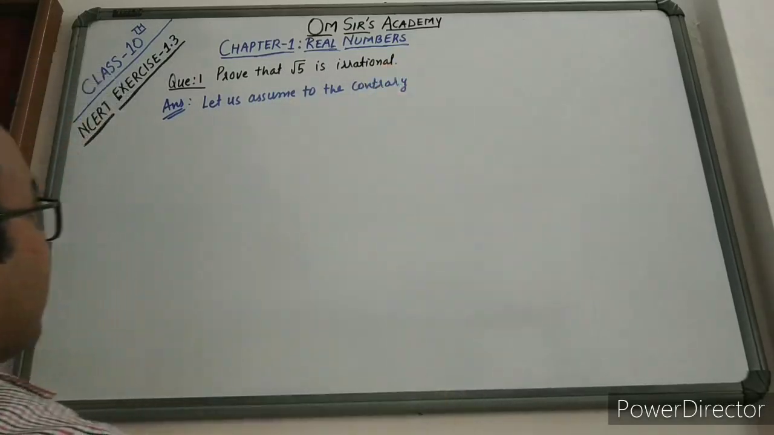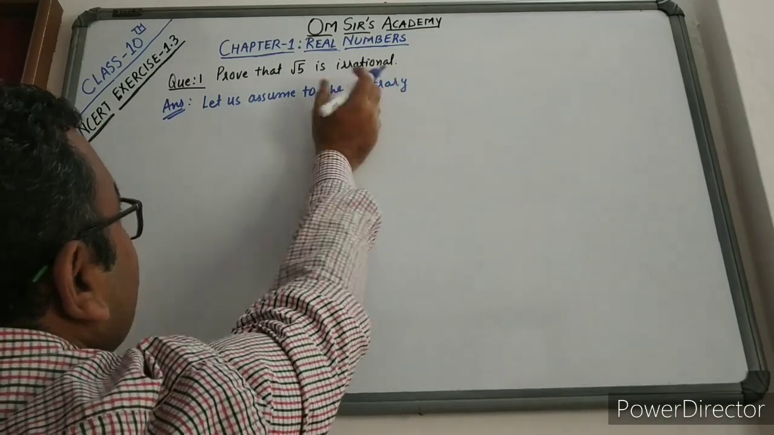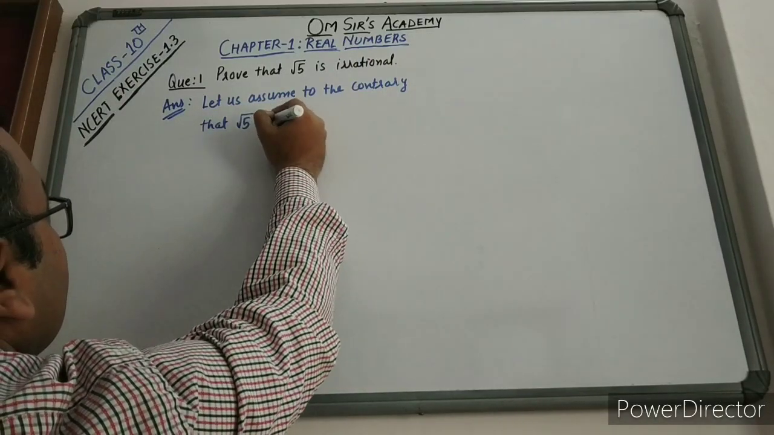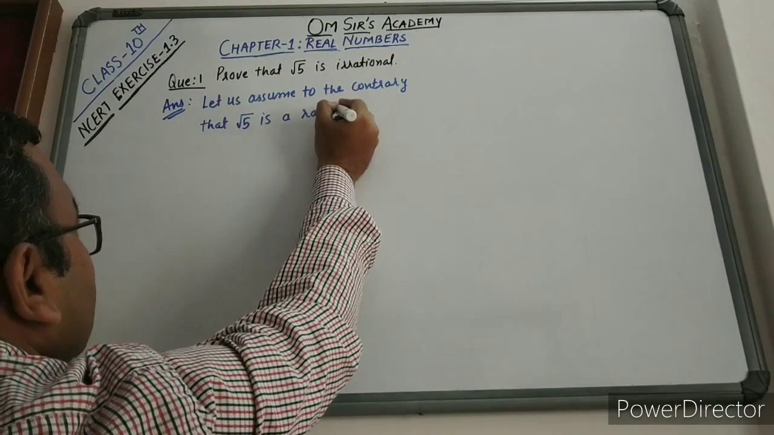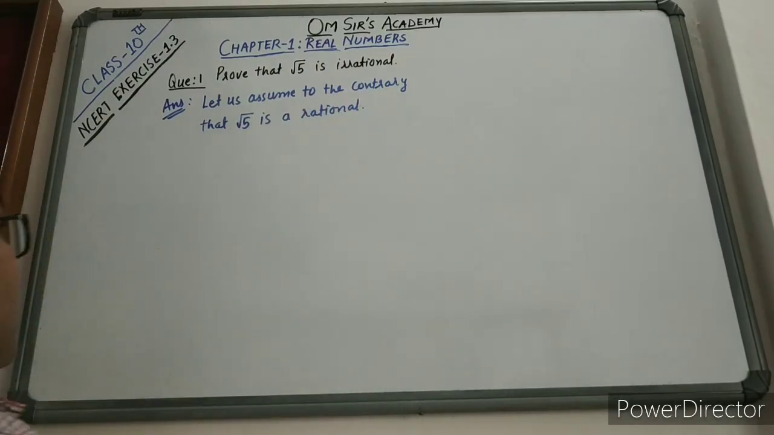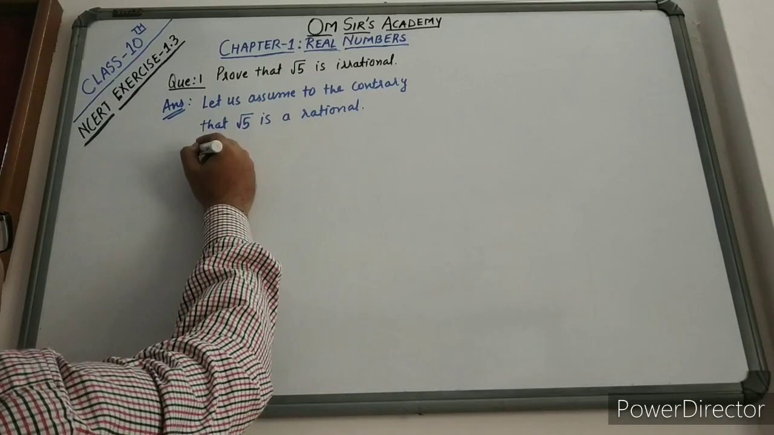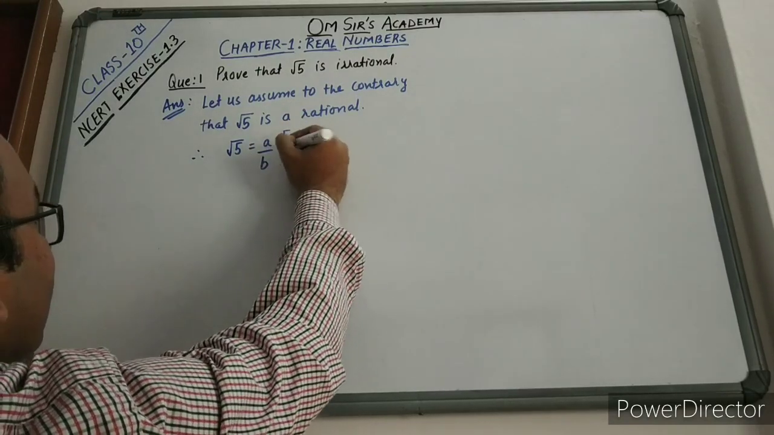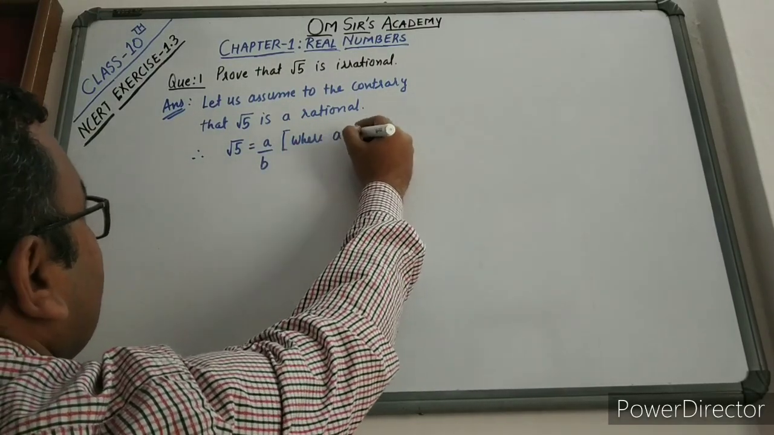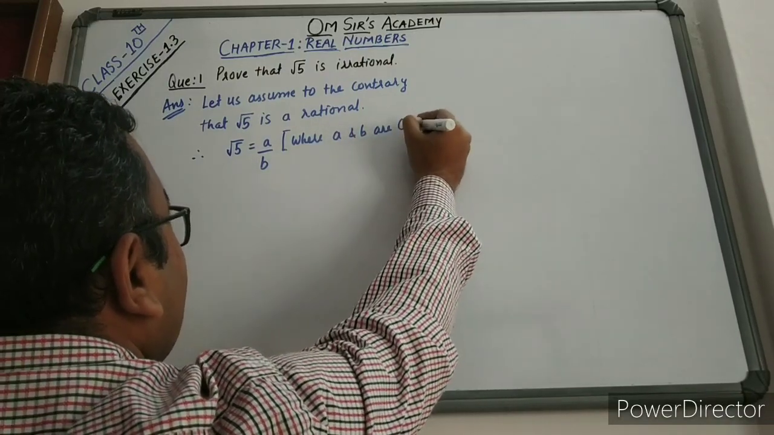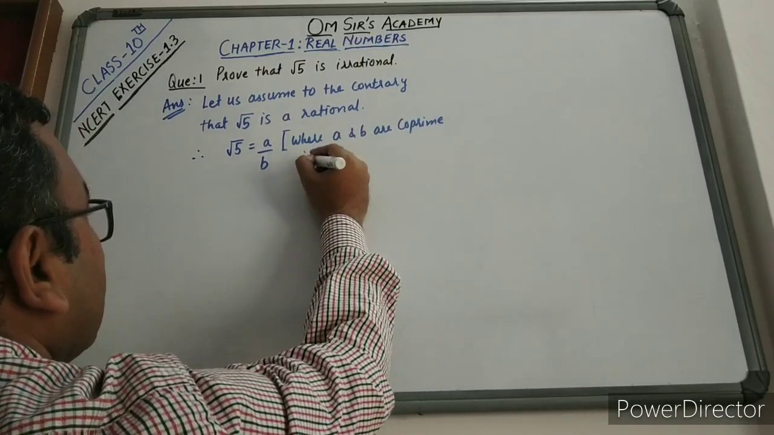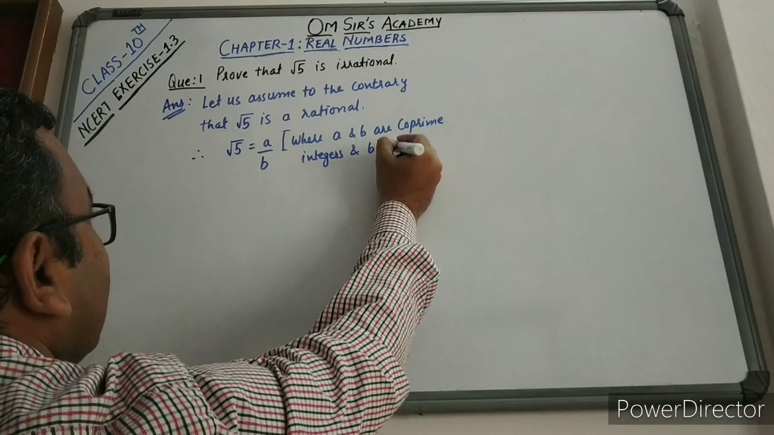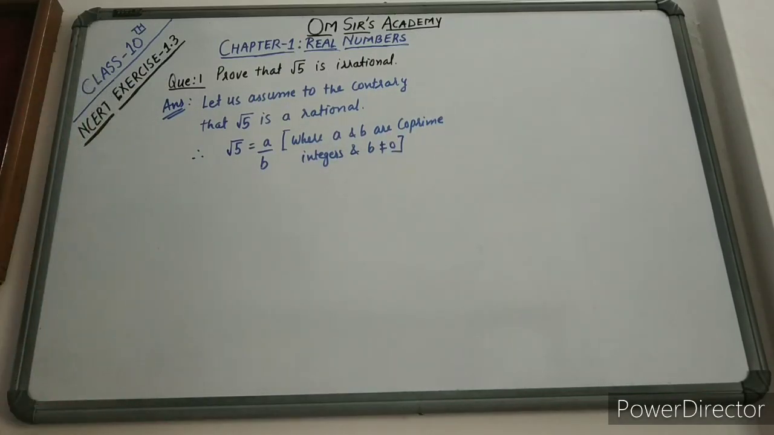What is contrary? Opposite. ठीक है, तो इसके opposite क्या assume करेंगे? That root 5 is a rational number. ठीक है, तो सबसे पहला steps तो assume कर लेते हैं कि root 5 rational है. तो if root 5 is rational, then I can write root 5 equals to a upon b, where a and b are co-prime integers. And denominator b will not be equal to 0 if it is rational.